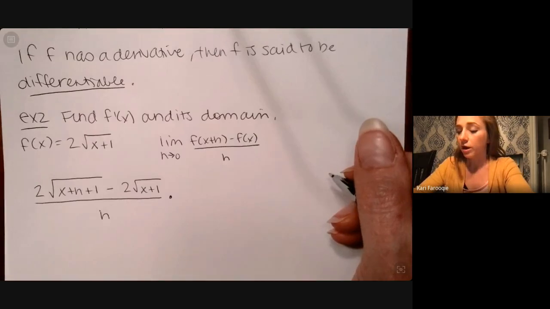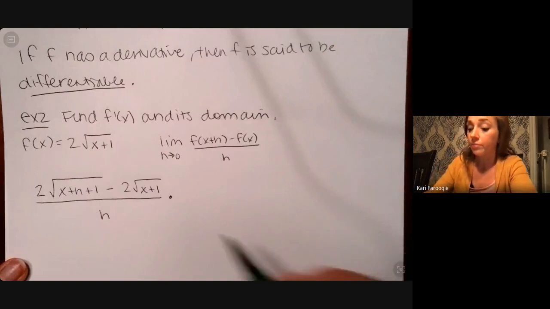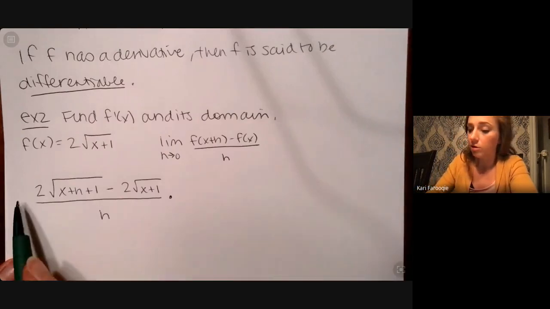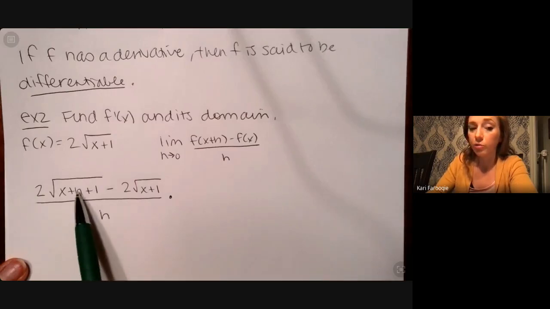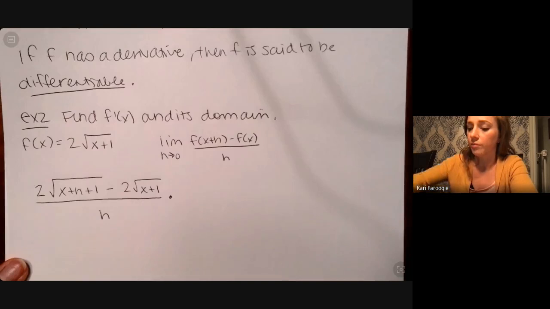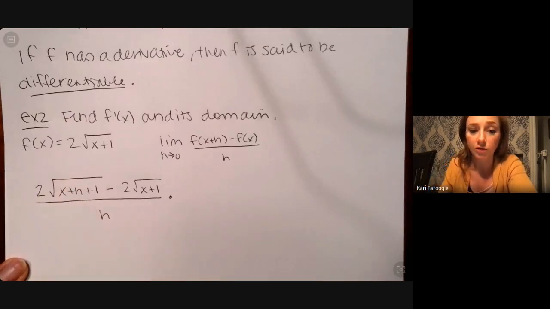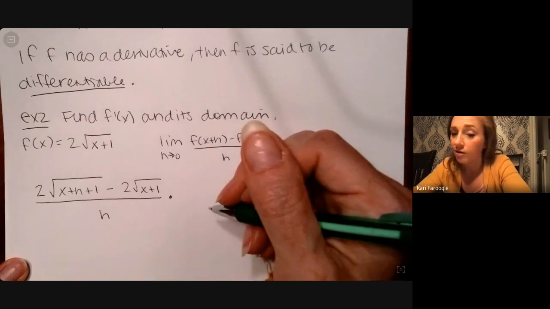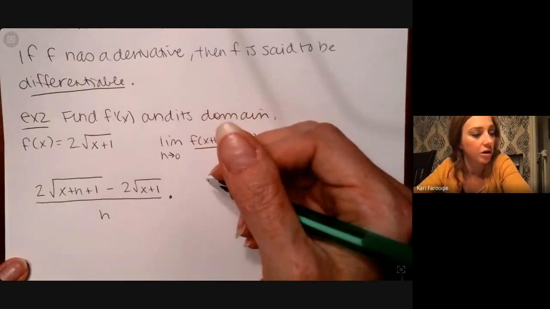Now, by the way, I wanted to mention, if you weren't sure why you would need the conjugate: if you tried to apply the limit right here as h approaches 0, notice right off the bat the denominator would be 0. But look at what else would happen. If h was 0, then you'd have twice the square root of x plus 1 minus twice the square root of x plus 1. You'd get 0 divided by 0, which is an indeterminate form.